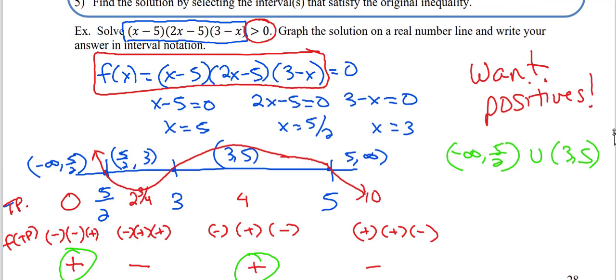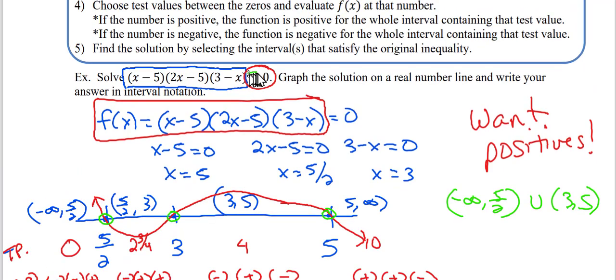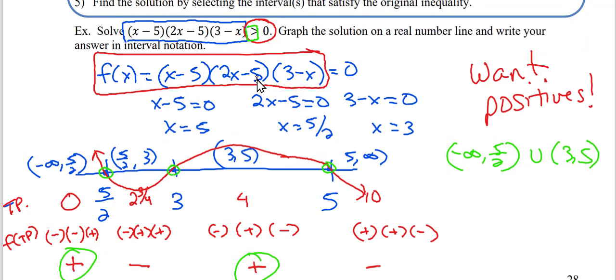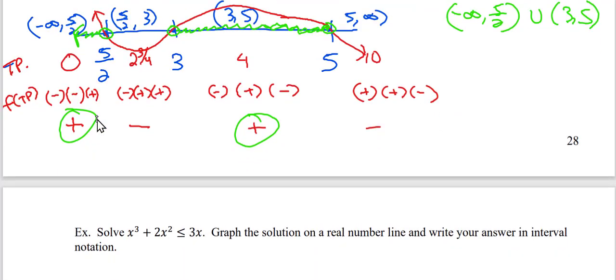It asks us to graph the solution on a real number line. I'm going to draw an open circle here, and here, and here. I'm using an open circle because I don't have an equal sign on that. It's just strictly greater than. So I do not want to include the points where it's equal to 0. But I do want to include the values between 3 and 5, and I do want to include the values less than 5/2. And that's it. That's how we solve a polynomial inequality.